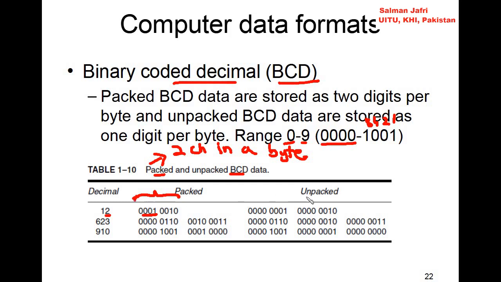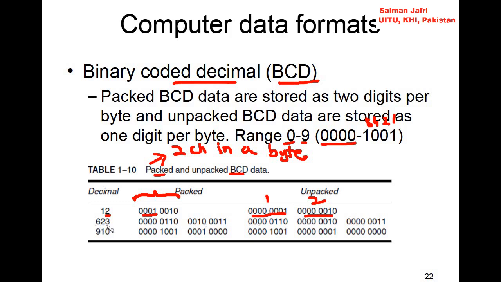But if it is stored in unpacked form, it is stored one digit at a time. So 1 is stored as 00000001, which is the code for 1, followed by 00000010, which is the code for 2. This is the unpacked version. So 2 bytes are required for 2 digits, while in the packed version 1 byte is required for 2 digits. What are the advantages of packed BCD? Less memory space is required. Similarly, unpacked has the disadvantage that we require more memory space.